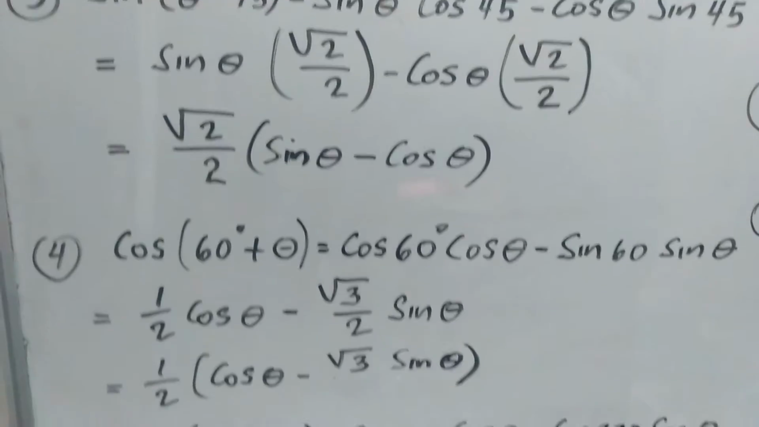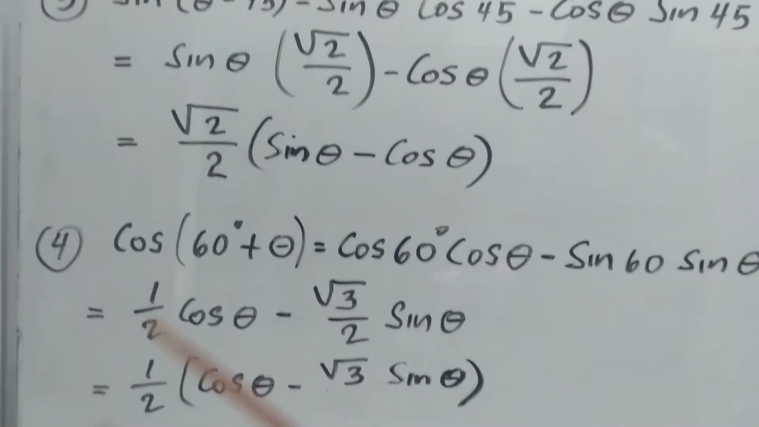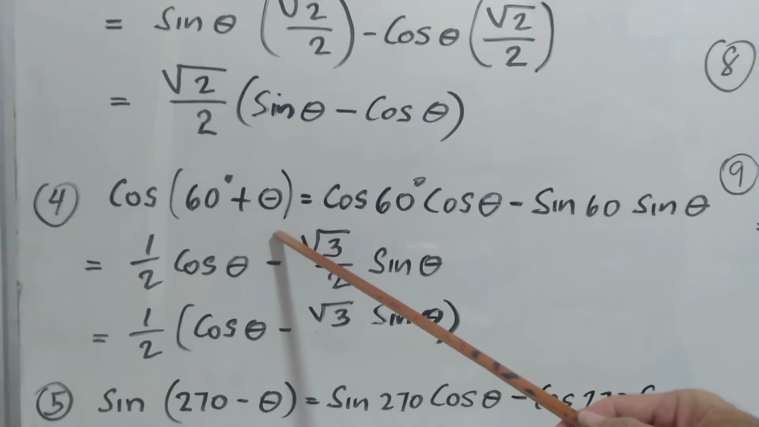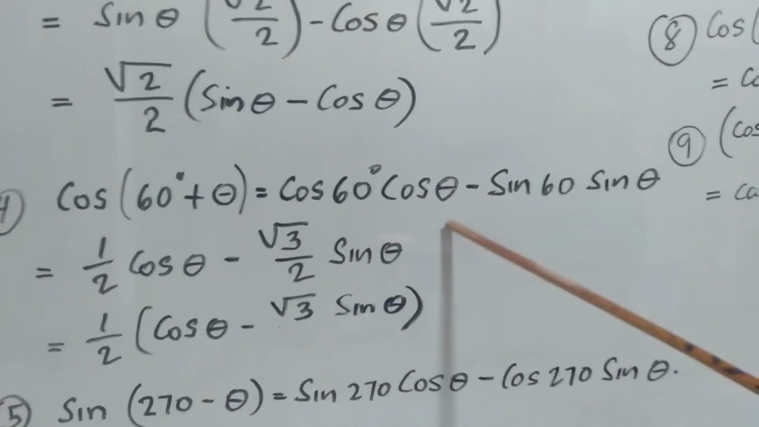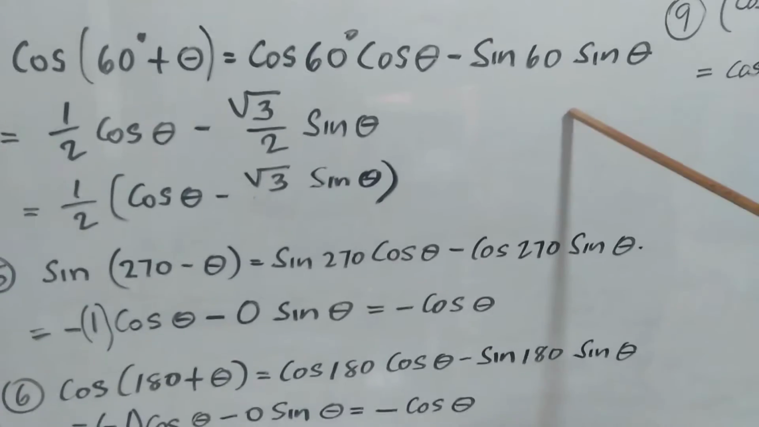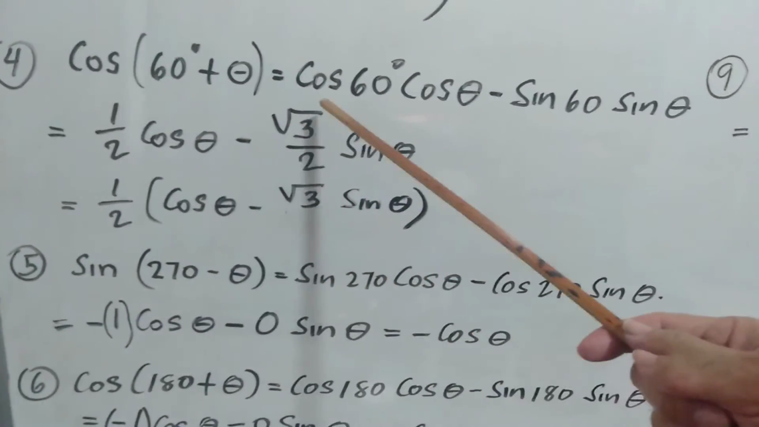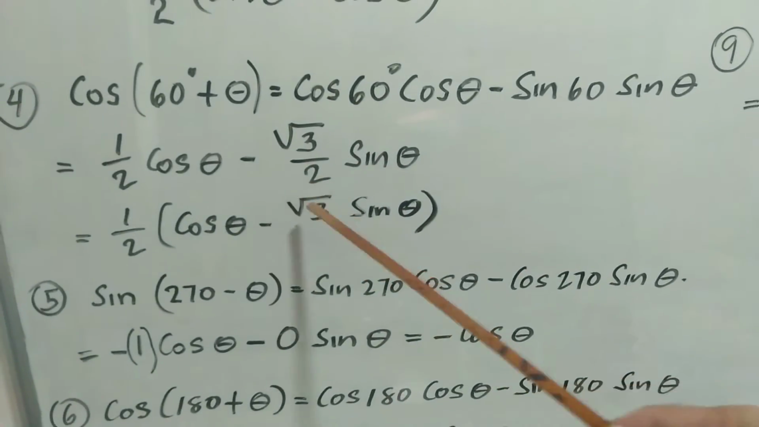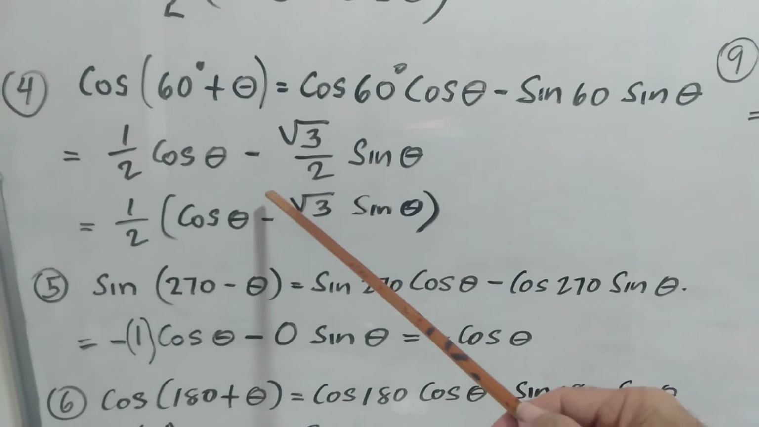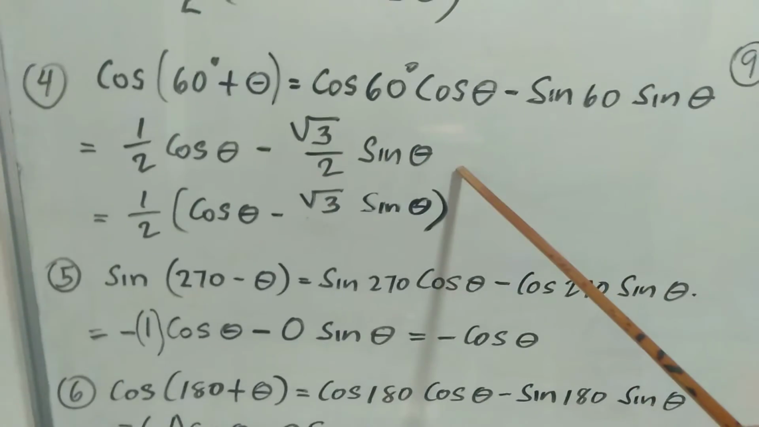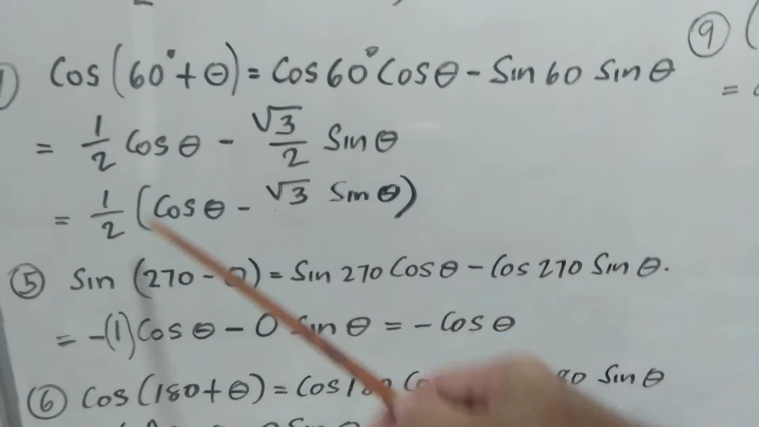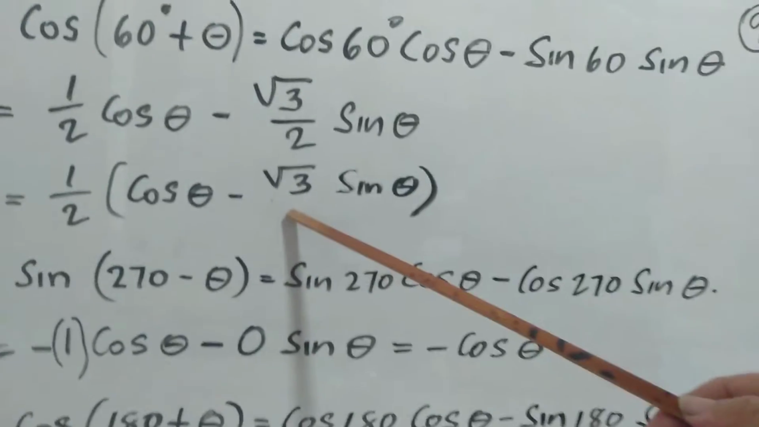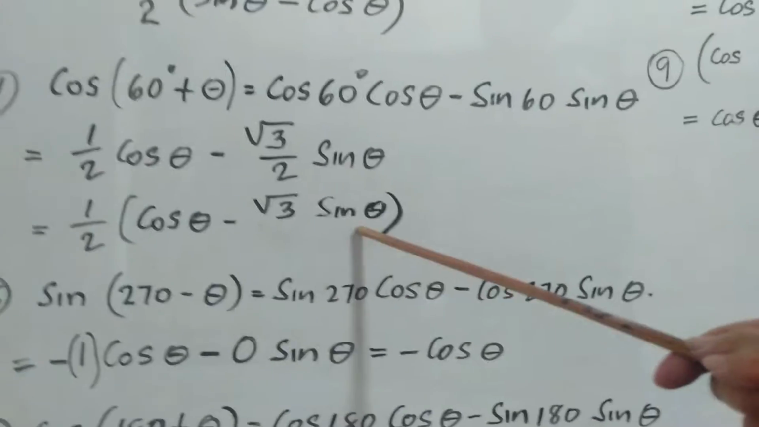For number 4, we have cosine of 60 plus theta. So cosine 60 cosine theta minus sine 60 sine theta. Cosine 60 is the sine of 30 degrees, which is 1/2. So 1/2 cosine theta minus sine 60, which is square root of 3/2, sine theta. We factor out again 1/2. So what remains is cosine theta minus square root of 3 sine theta.